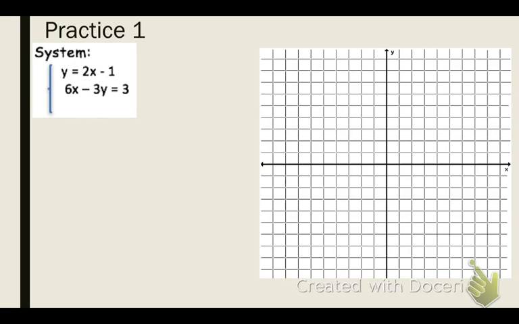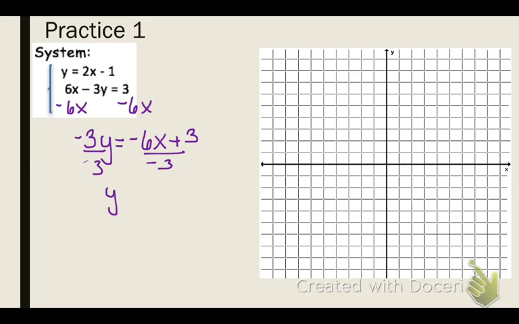Let's do a few practice problems. So in this system, I've got to first convert both equations to slope-intercept form, which gives me -3y equals -6x plus 3. I'm going to divide both sides by -3, which results in y equals +2x minus 1. Now, you may notice something already. These two equations are identical to one another.